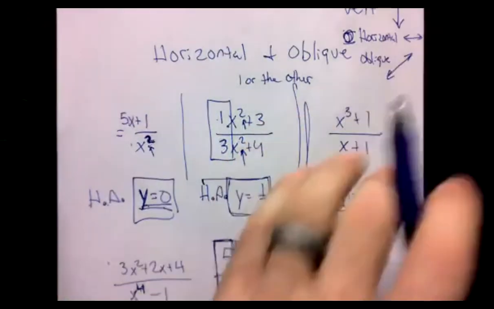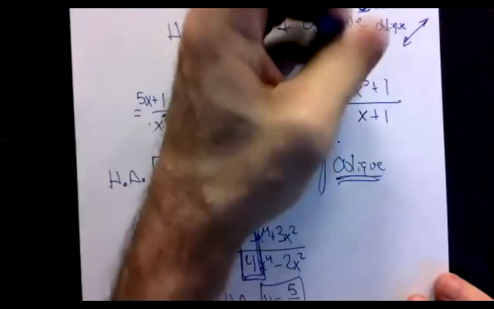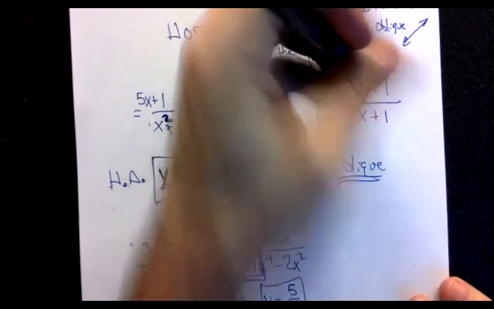All right, to find an oblique asymptote, I'm going to change this to an x squared plus 1 so it plays a little nicer.